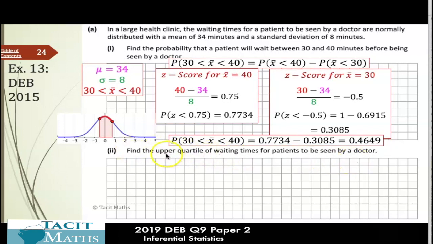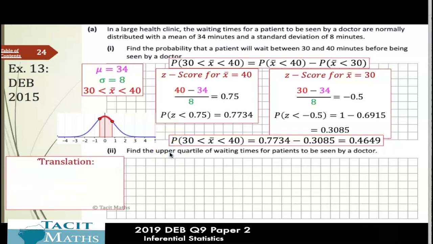Now, the key to this is you realizing that the upper quartile is the top 75% of the data. Like, the median is the middle 50%, the upper quartile is the top 75%. So it's up to you straight away to be able to translate this into: we want to find the z-score that corresponds to 75% of the data. Now the key here is that 75% is our percentile.